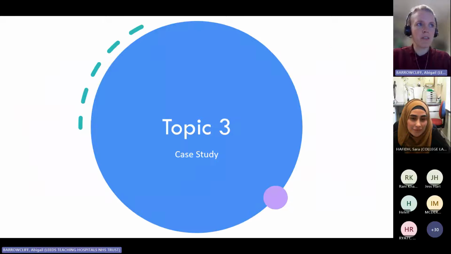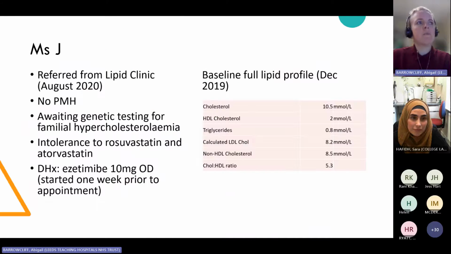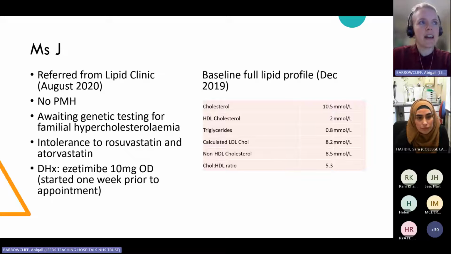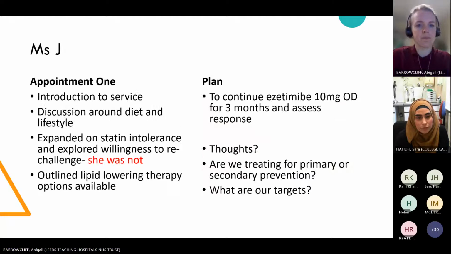Moving on to my first case study. Ms. J is a 68-year-old woman who was referred to us via the endocrinology-led lipid clinic following a clinical diagnosis of FH. She was labelled as intolerant to statins and had just been initiated on ezetimibe. Her baseline untreated LDL was 8.2 millimoles per litre. As with all new referrals, she was introduced to the service and a general discussion was had around lipid management, including the importance of it, therapies available, and lipid-lowering targets.